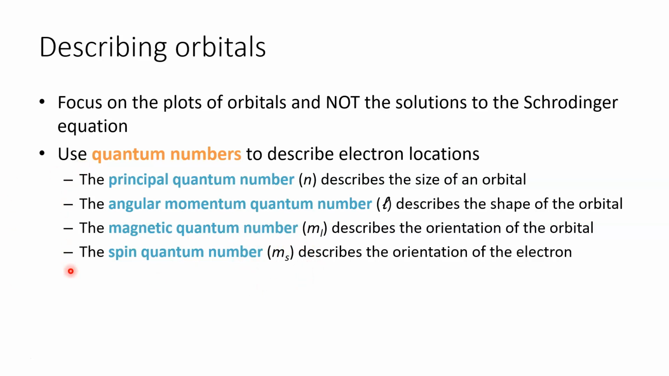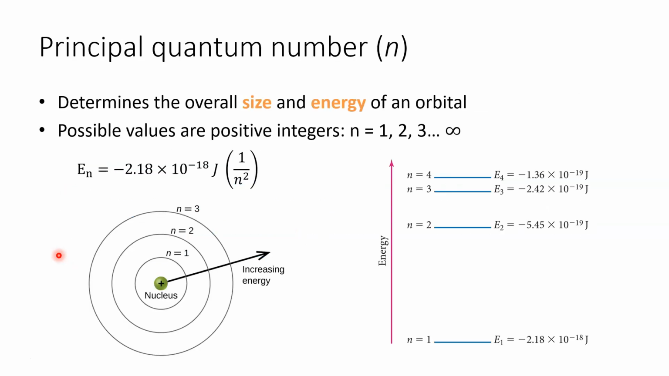So I'm going to go through these 4 and describe what they are, and then we'll get to practice applying this. The principal quantum number determines the overall size and energy. You've probably seen a diagram similar to this in the past. This is the Bohr model of the atom. You have your nucleus, and you have increasing energy and increasing size. The possible values for these principal quantum numbers are positive integers starting with 1, and it could technically go up to infinity. There's not really a limit.